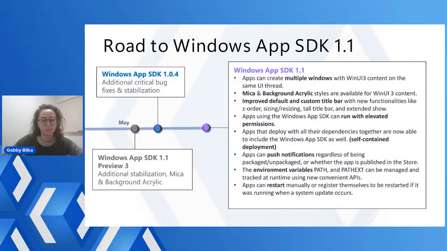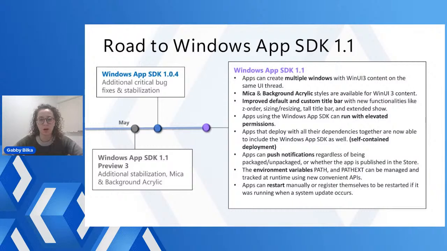So what's coming up next before we release Windows App SDK 1.1 stable? We're expecting to have another preview release, Preview 3, which will have additional stabilization across Windows App SDK. And this release should include Mica and background acrylic. We're also expecting one more 1.0 servicing release. And then in Windows App SDK 1.1, here's a list of the features.